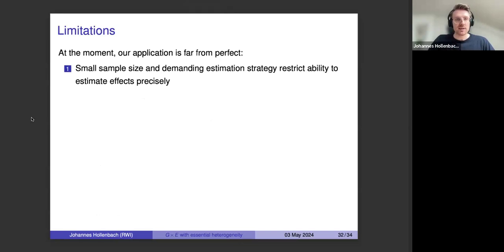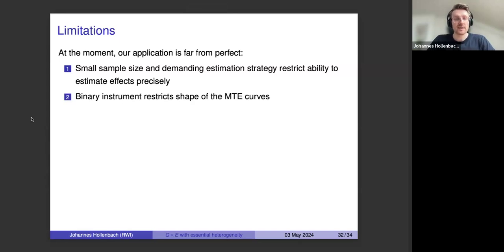At the moment, our study is far from perfect. We still have a lot of problems. The biggest one I've alluded to a couple of times is that our sample size is just too small. We have a demanding estimation strategy, meaning two-stage least squares leading to local estimates and marginal treatment effects being even more local. That usually requires a lot of observations that we simply do not have at the moment to estimate precise effects.